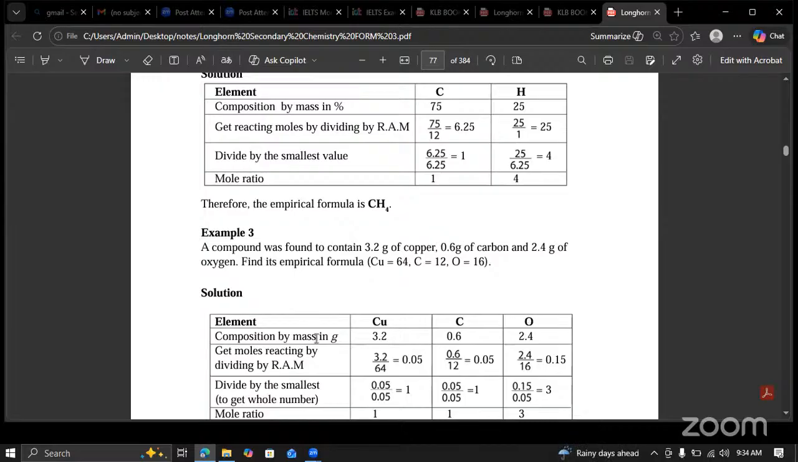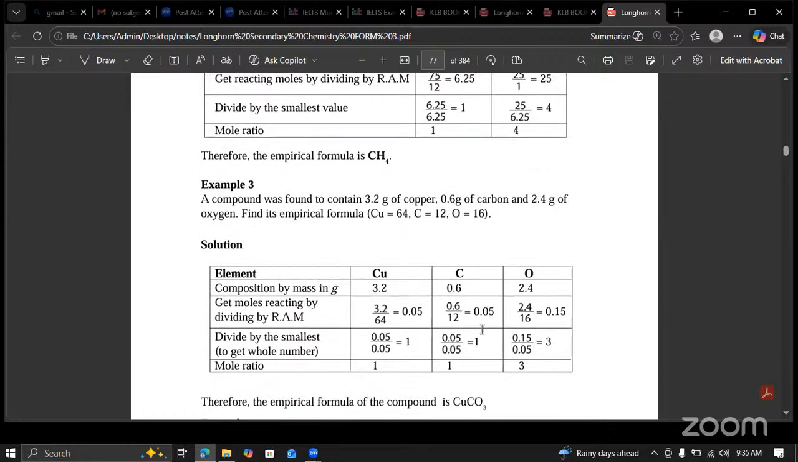Now, composition by mass. This one is composition by mass. Besides, we have composition by mass and composition by percentage. So we have mass, so you write the mass. So this one is very clean. And then to get the moles, you divide mass by RAM. So it is mass over the RAM. So you get 0.05 for carbon, you do the same. And then now you divide by the smallest to get the whole numbers. Let me just repeat this one. You divide by the smallest.